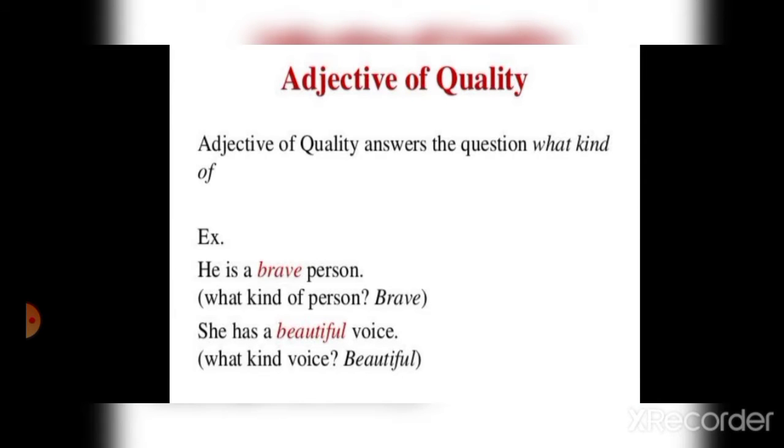Adjective of quality. An adjective of quality answers the question what kind of. For example, he is a brave person. What kind of person? Brave. She has a beautiful voice. What kind of voice? Beautiful.